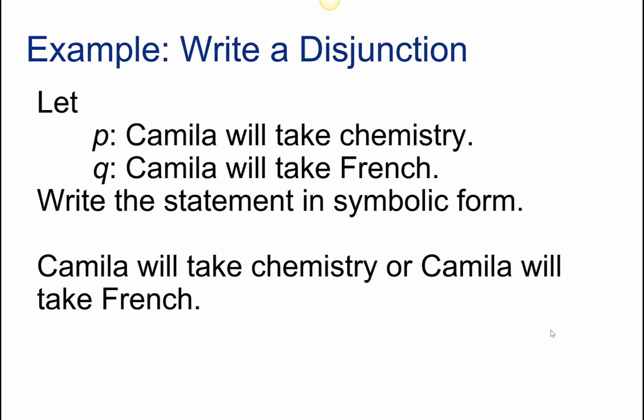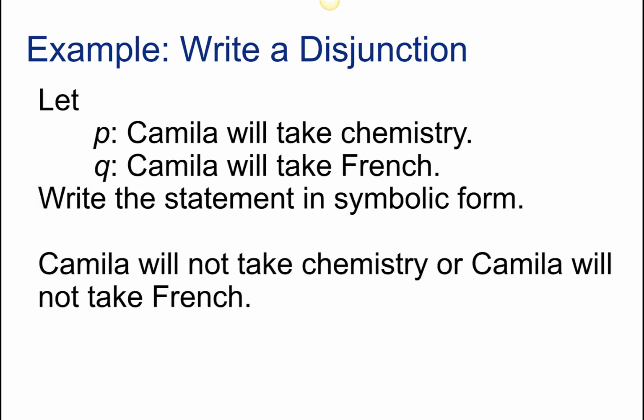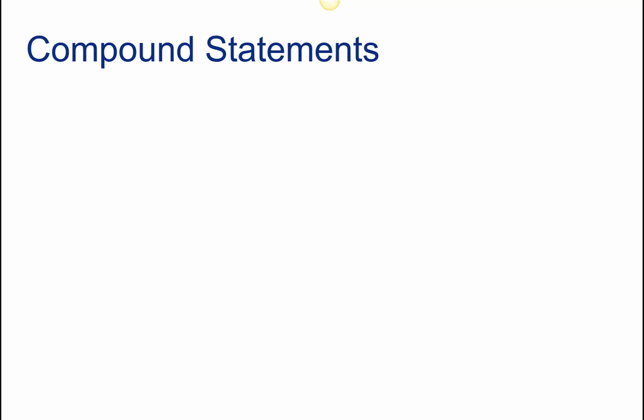Camilla will take chemistry or Camilla will take French. And we can write that simply like this, P, disjunction, Q. Write this sentence: Camilla will not take chemistry or Camilla will not take French. So both of the simple statements now are negated, and it's still a disjunction.